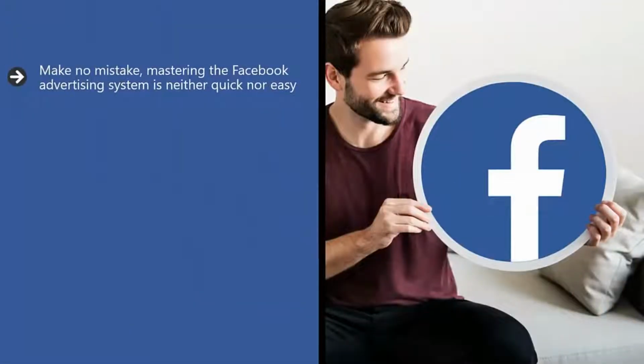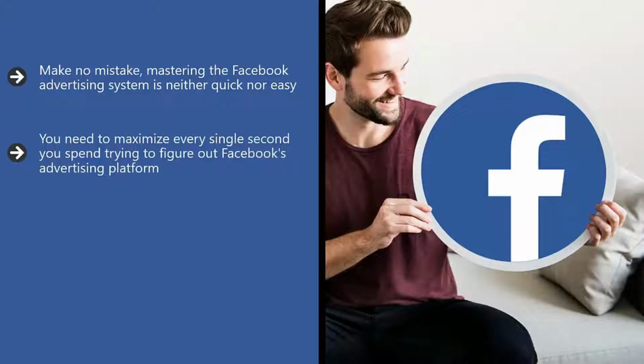Conclusion. Make no mistake, mastering the Facebook advertising system is neither quick nor easy. It also isn't cheap. You need to maximize every single second you spend trying to figure out Facebook's advertising platform. You have to make it produce value. The good news is, if you have the right attitude and you really allow yourself to learn Facebook's ad system backwards and forwards, you gain a tremendous competitive advantage. Most people aren't able to figure it out. This is why they outsource this type of work to some other expert or consultant.